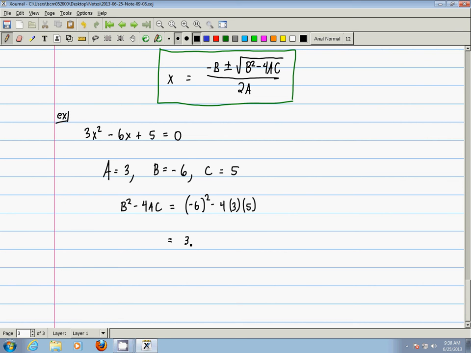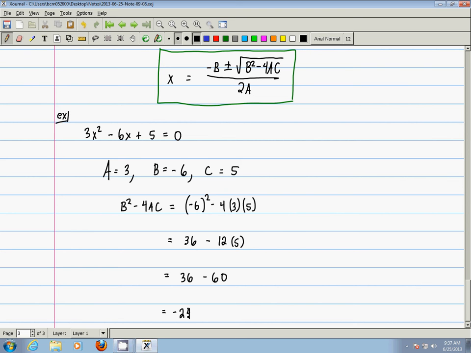So negative 6 squared, what's that? 36. And then minus 4 times 3 is 12, times 5. And then 12 times 5 is 60, so then minus 60, so then this is negative 24. So the thing under the square root in the quadratic formula in this problem would be negative 24. You can't compute the square root of negative 24 unless we're dealing with imaginary numbers, and we aren't. So you can see the quadratic formula agrees with our observation that the equation has no solutions.